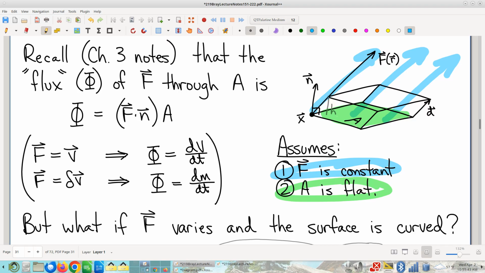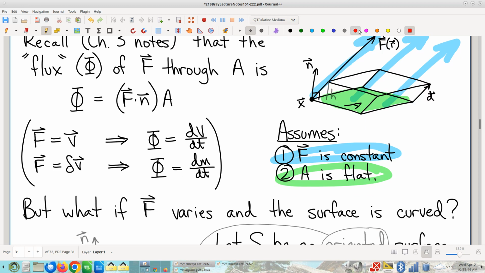Okay, so what we want to consider now is what if F is not constant? What if the vector field changes? What if the vector field varies over the surface? Which, by the way, is the real world, right? Very often, usually, vector fields are not constant. Right? And then likewise, what if your surface is curved, not flat? Well, there's a lot of flat surfaces in the world, and that's nice and everything, but there's a lot of surfaces that are not flat. So we want to be able to deal with them as well.